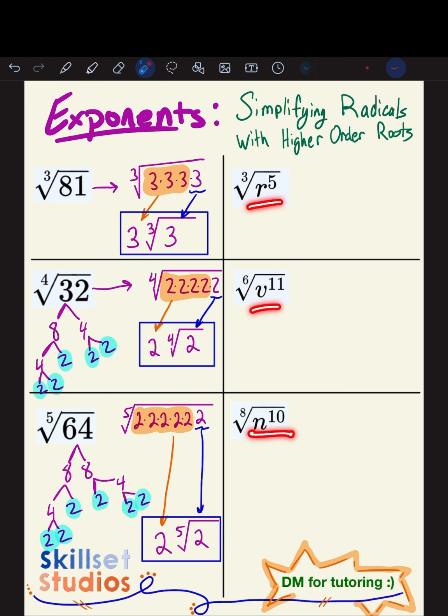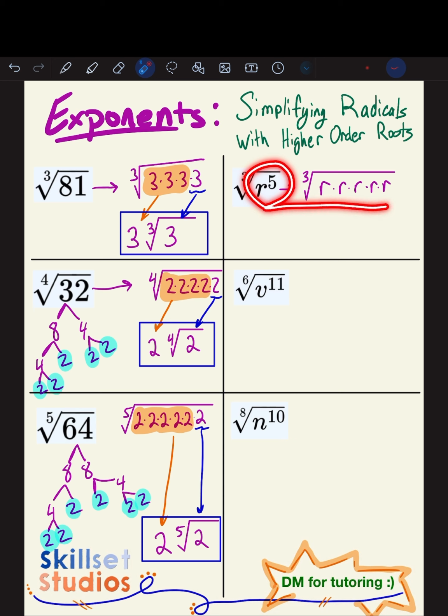The good news with simplifying radicals with variables is that this part is even easier than doing the numbers because we don't have to think of what numbers multiply to make it. We can just start by breaking our variable up based on the exponent. So this r to the 5th becomes 5 r's.